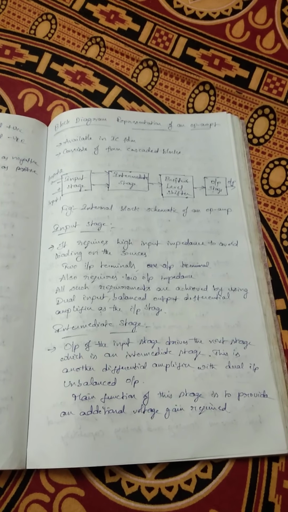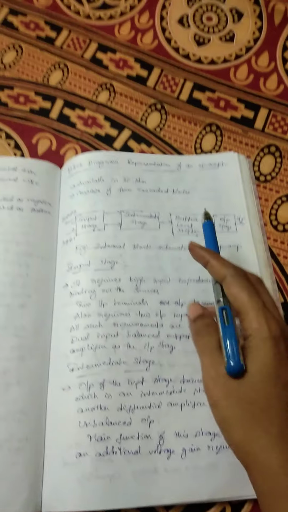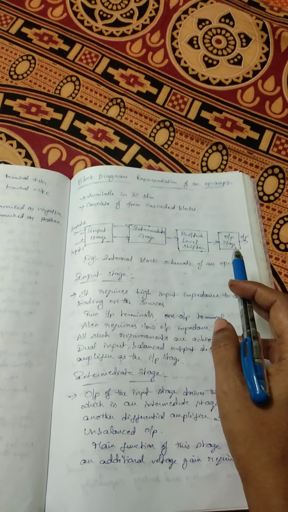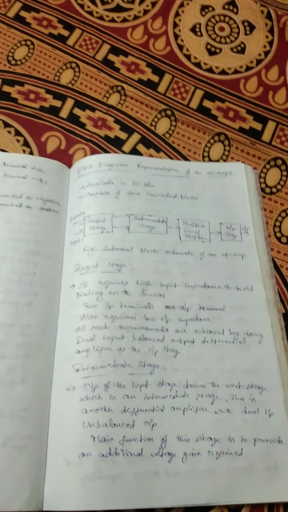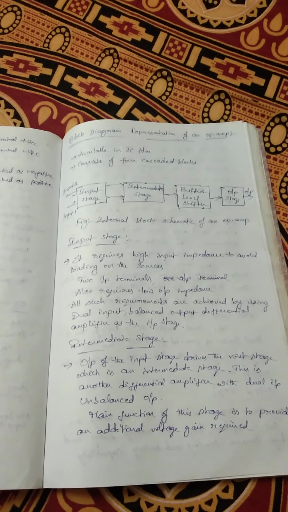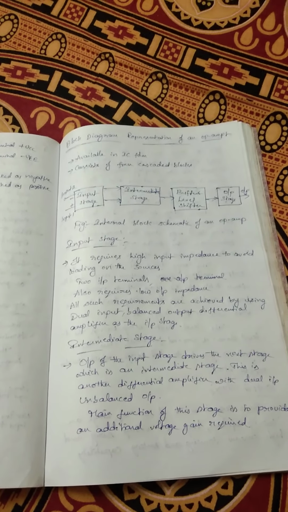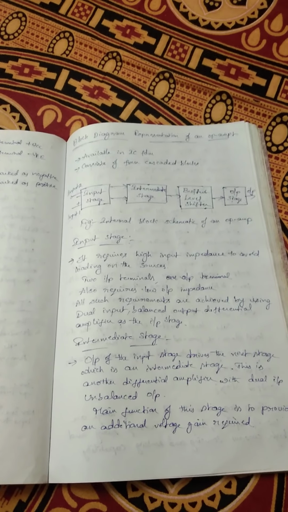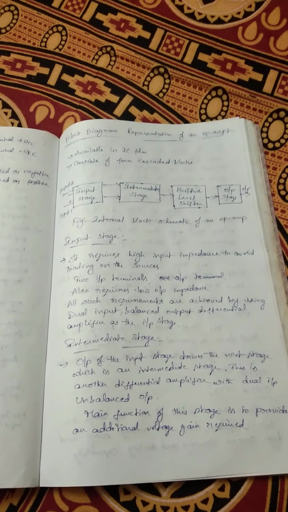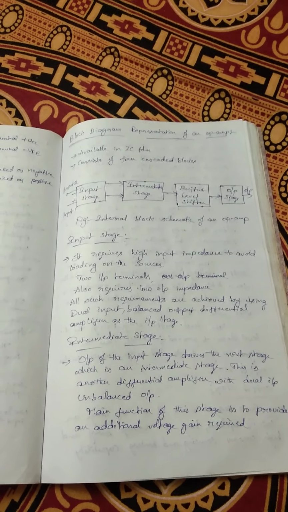Then the signal is given to the last stage, which is the output stage. So final block is the output stage. Here the output stage should provide low output impedance, large AC output voltage swing, and high current sourcing and sinking capability. The push-pull complementary amplifier meets all these requirements and hence is used as an output stage.